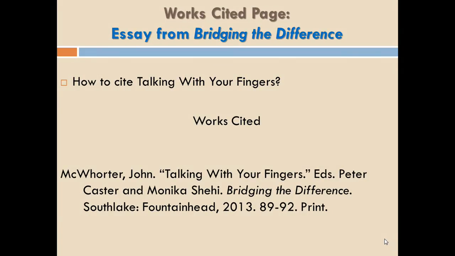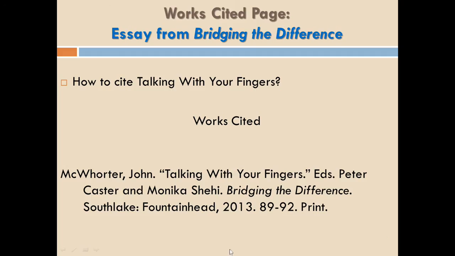Here's what it would look like. We've got the author's last name, comma, first name, the essay name in quotation marks, the names of the editors, the name of the book in italics, because remember the essay is a smaller piece of something bigger, so it goes in quotations. The book title is something big that can be broken down into smaller pieces, so it goes in italics. We've got the name of the city, colon, the name of the company, comma, the year it came out, those page numbers, and then print as the medium.